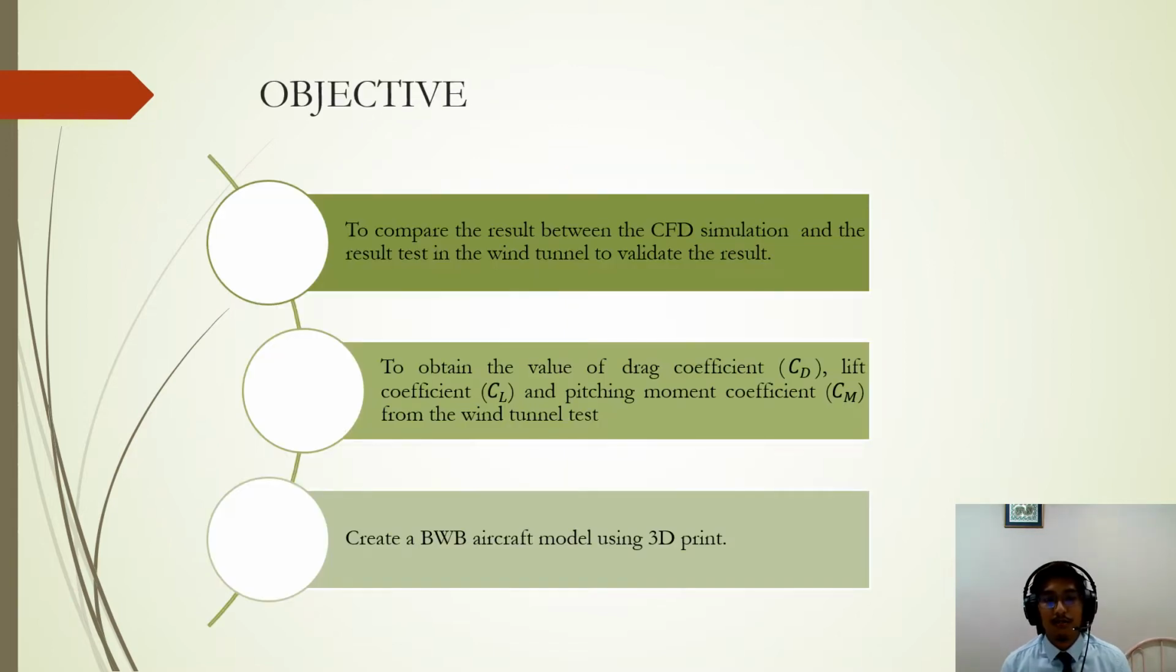For the objectives, there are three objectives in this project. The first is to compare the CFD simulation result and the wind tunnel result in order to validate it. Next is to obtain the values of drag coefficient, lift coefficient, and pitching moment coefficient from the wind tunnel test, which are the parameters of the project. And next is to create a blended wing body aircraft model using 3D printing.